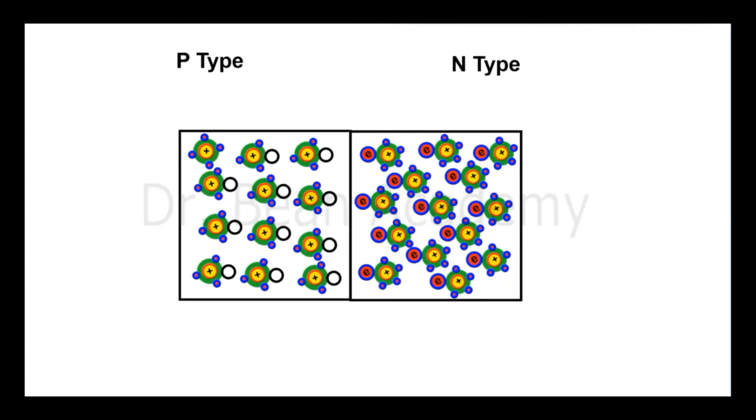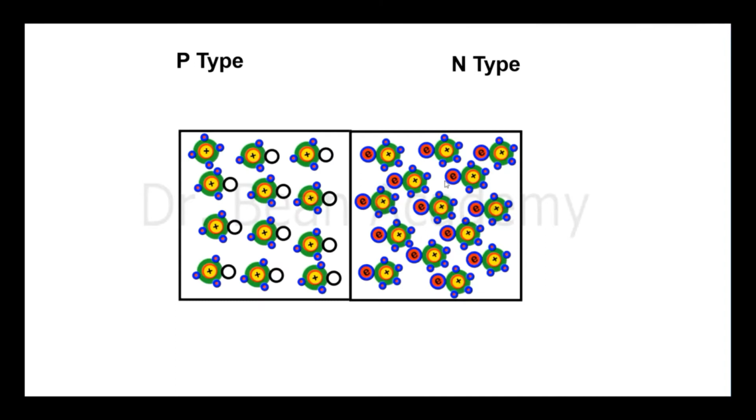So now if I bring p and n-type materials together and they are in contact with each other at the molecular scale, what do you think will happen? Here is the magic, so don't take it lightly. It is a really interesting phenomenon. If I bring p-type and n-type materials in contact with each other at the molecular scale, what do you think will happen?